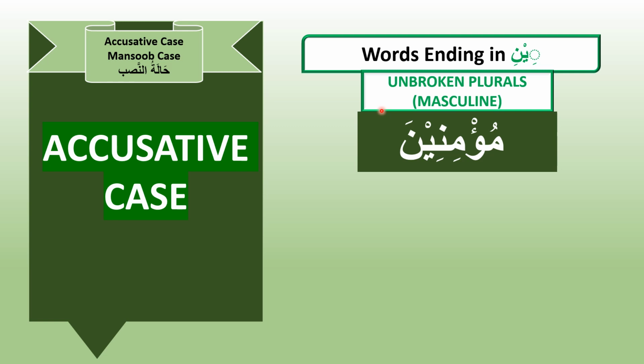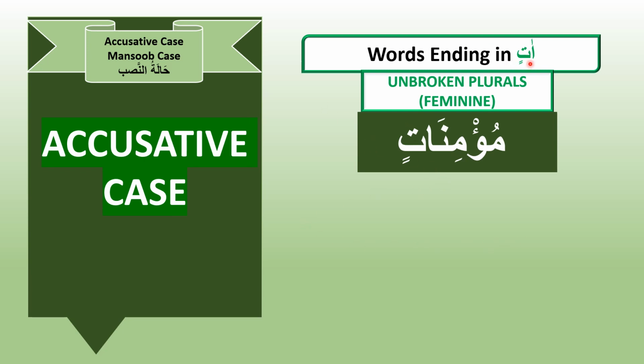Another way of identifying the accusative case is words ending in ina. And this will apply to unbroken plural words, which are masculine in form or in nature, like mu'minina, many male believers. Mu'minina, the opposite of mu'minuna, accusative case. Similarly, words ending in atin, and this will apply to unbroken plural words in the feminine form. Many female believers, mu'minatin, the opposite of mu'minatun. So mu'minatun is nominative case, mu'minatin is accusative case.